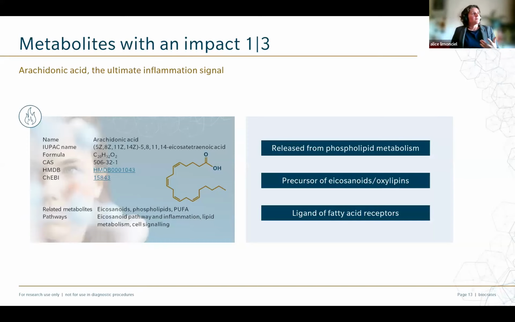The first example is a metabolite that's often studied in the context of inflammation. It's arachidonic acid. Maybe you recognize those cards. They're from the Metabolite of the Month blogs that we post every month. So a lot of the metabolites related to complex diseases are already metabolites of the month, so you can learn a lot already there. This one is typically released from the metabolism of phospholipids that are in membranes, and it's a precursor of oxylipins or eicosanoids, and a ligand for certain receptors as well. It's very active, very powerful, and very well studied in the context of inflammation.